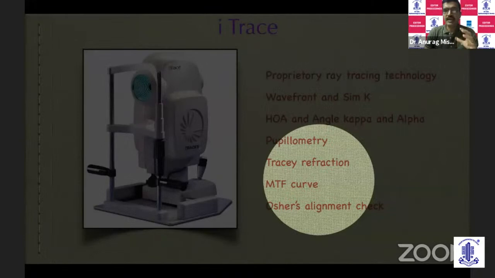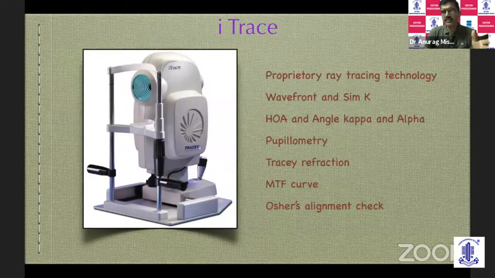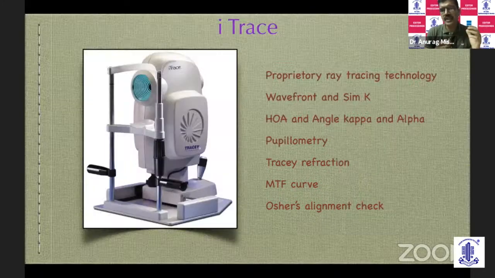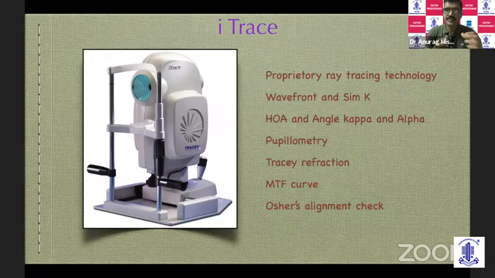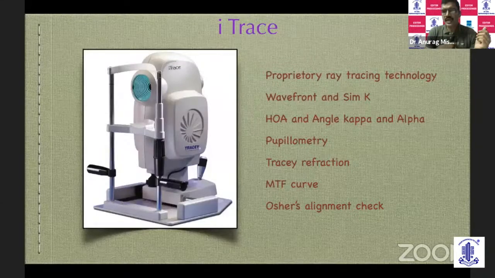This is a refraction which is calculated at the pupillary plane or at the anterior lens capsule plane. So even if you don't measure the posterior cornea, you can get a fair bit of idea of its contribution to the manifest astigmatism. It gives us a modulation transfer function curve, based on the reading of which we can decide whether the contrast sensitivity is already reduced and whether the candidate is a good candidate to receive a multifocal implant. And finally, there's an Osher's alignment check. Should you go wrong with a toric implant, you can always cross-check that in the post-operative period.